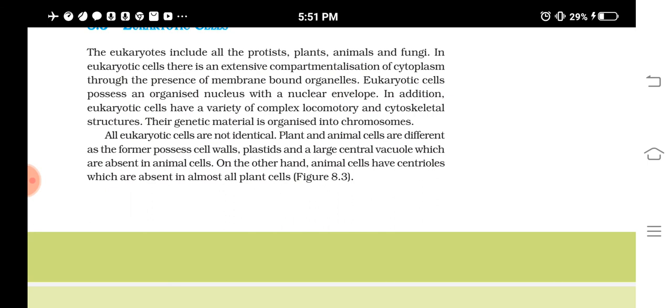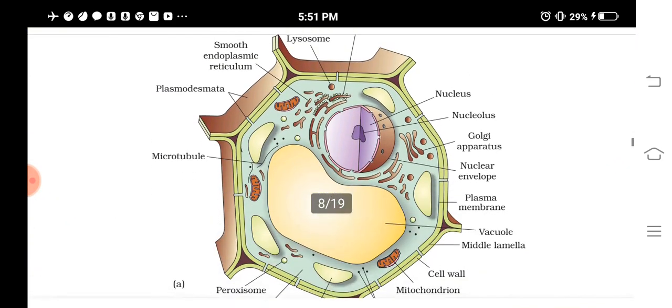Then next is what? Vacuole is central and large where? In plant cells, and their number is less. But in animal cells, they have a number of vacuoles and their number is more, but their size is small. And in animal cells they have centrioles, but it is absent in almost all plant cells. So these are the differences, and you go through this diagram also.